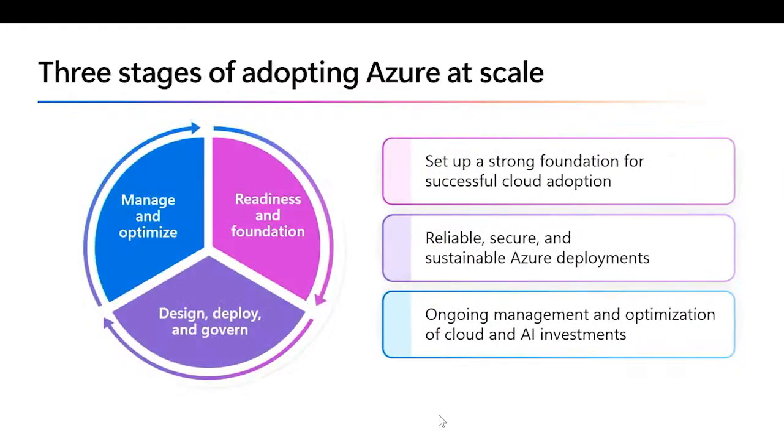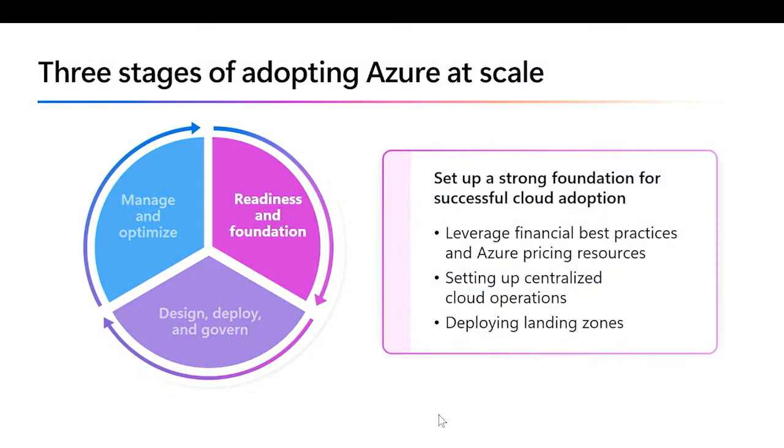So, the 3 stages of adopting Azure at scale. We're currently living in a time of significant technological innovation. That means there is a huge opportunity in front of us to modernize cloud environments and accelerate growth. So with that, we think about setting up a strong foundation and the 3 stages. We look at manage and optimize, we look at readiness and foundation, and finally we look at design and deploy. And as you can see, it's a cycle, right? So you're constantly going in a cycle, and you're constantly hitting these 3 stages.